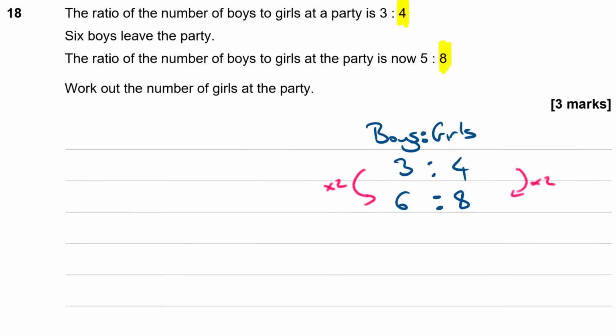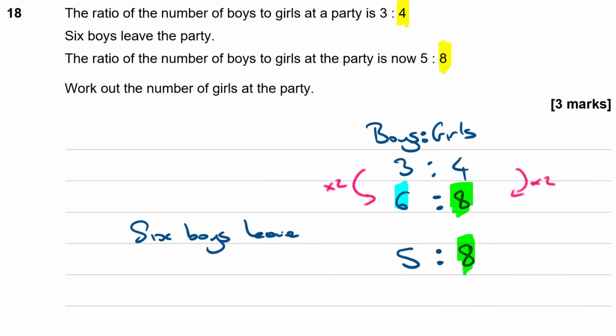Okay, so we're told that 6 boys leave the party. And then we've got a new ratio of boys to girls of 5 to 8. Now, notice that this 8 here and this 8 here are the same, so the number of shares for girls is the same. And the boys has gone from 6 to 5, so it's reduced by 1. So overall, we've reduced the number of shares of boys by 1 when 6 boys left.